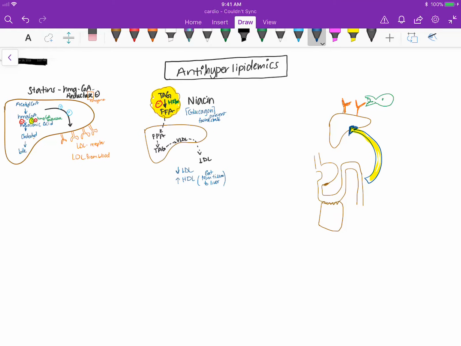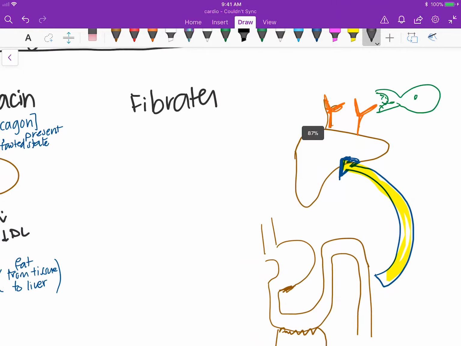Now the third one is called fibrates. So fibrates are basically transcription factor ligands. So we know that lipoprotein lipase is what hydrolyzes the triglycerides, right? And we know that when you have VLDLs, remember VLDLs are made from the liver.